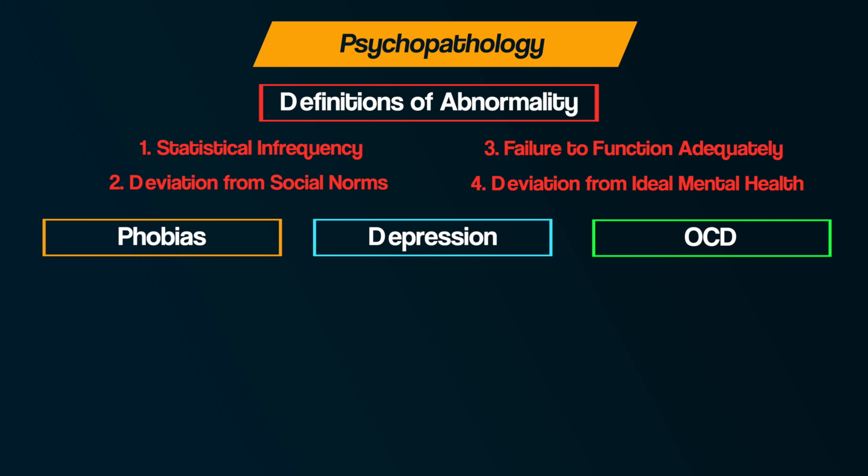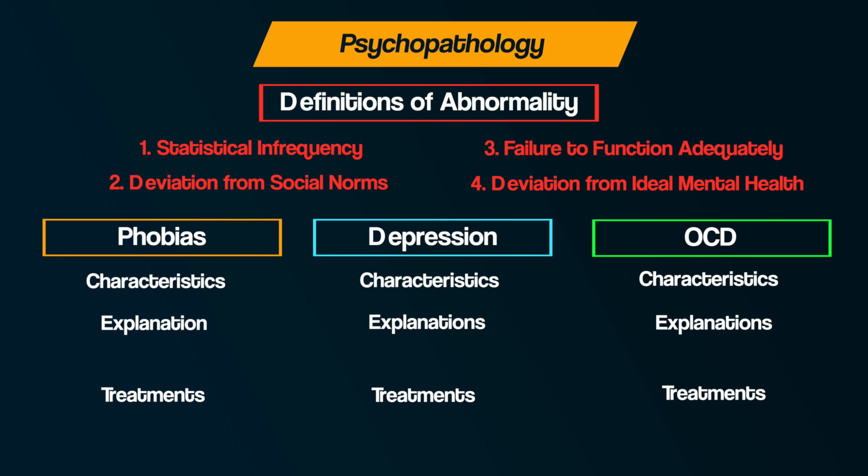Next, phobias, depression, and OCD nicely break down further. What are the 3 parts of each of these? For each of phobias, depression, and OCD, you need to know the characteristics, which includes behavioural, emotional, and cognitive characteristics, the explanations, and the treatments.